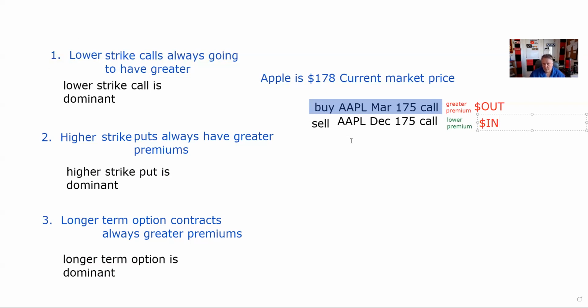By the way, that's what that question is going to be about. It's not going to be so much like an aim and shoot, point and click thing. It'll be a spread where it's missing premiums, and then you have to figure out based on that whether it's a debit or credit spread, right?